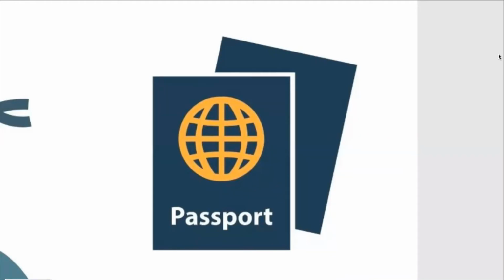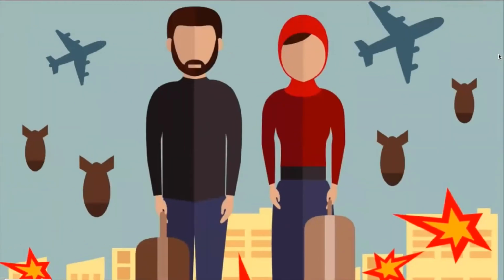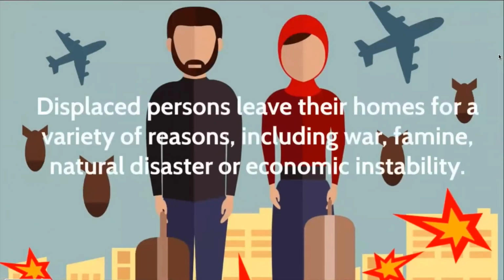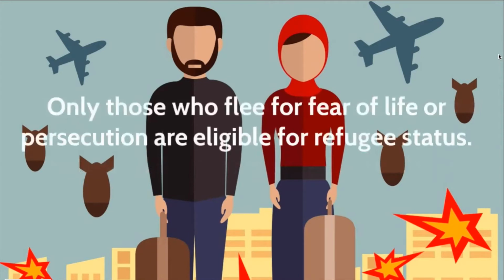Some of these individuals and their immediate families are resettled because their lives are in grave danger in their home countries as a result of their loyal service to the United States. As a reminder, displaced persons leave their homes for a variety of reasons, including war, famine, natural disaster, or economic instability. Only those who flee for fear of life or persecution are eligible for refugee status.